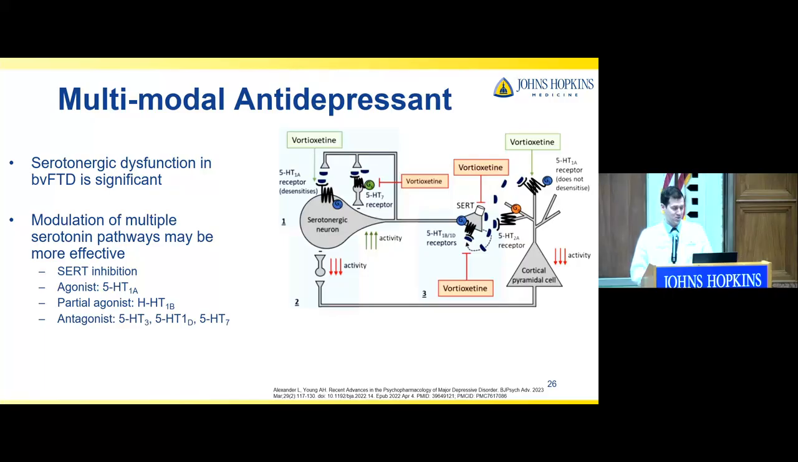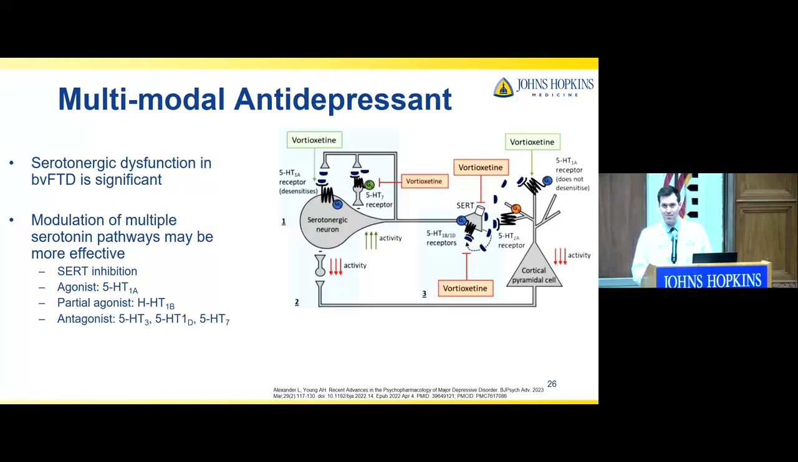Again, we know serotonergic dysfunction is really significant in bvFTD, and it could be that modulation of multiple serotonin pathways could be more effective. Like SSRIs, vortioxetine has SERT inhibition, the same prototypic mechanism that SSRIs have. But in addition, there's agonism at the 5-HT1A pathway, partial agonism at 5-HT1B, and antagonism at 5-HT3, 1D, and 7. This is a fancy cartoon of all the ways in which vortioxetine impacts the serotonergic system. So we don't really know; no one's really studied the effect of that.